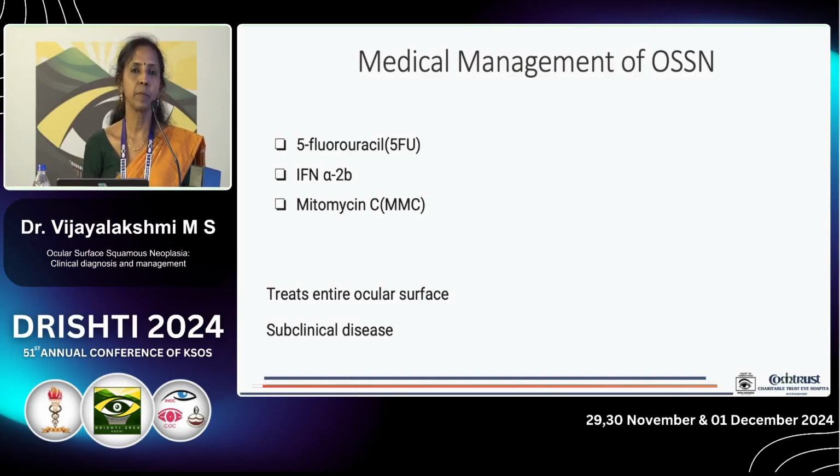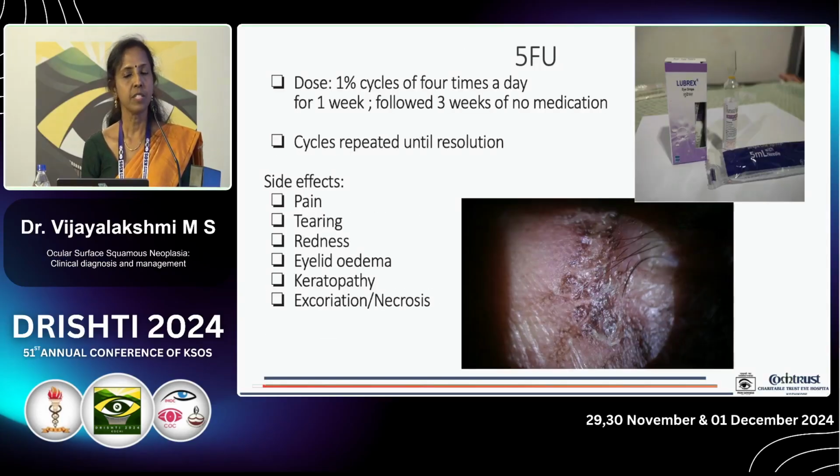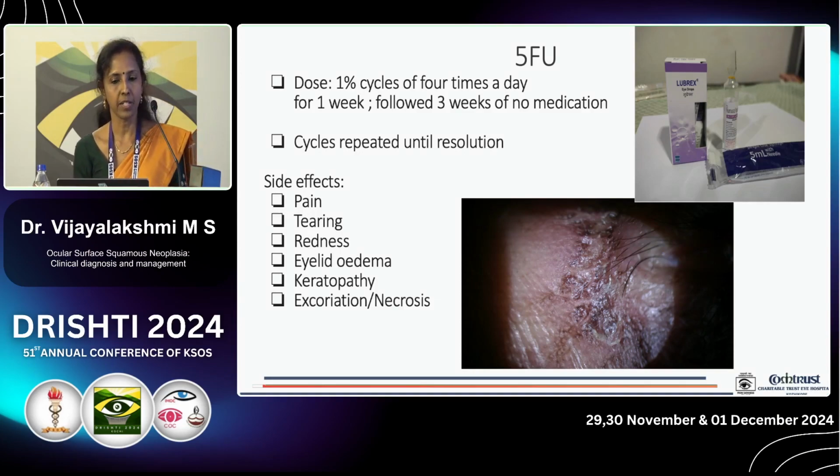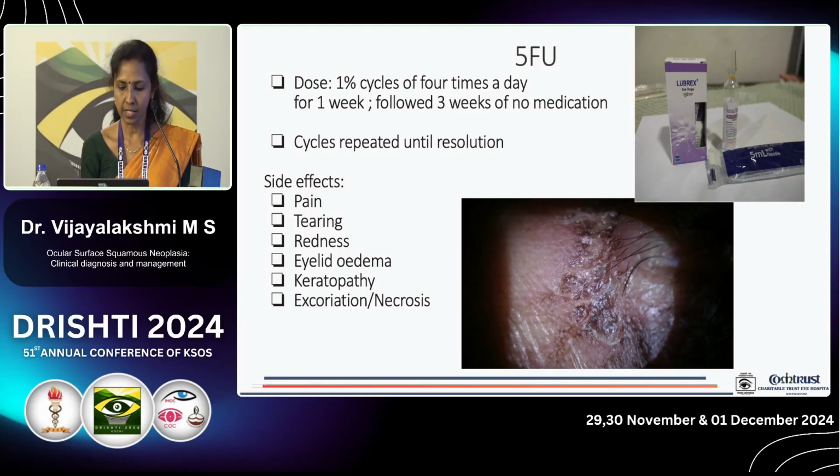The good thing about medical management is it treats the entire ocular surface, and the subclinical cases can also be dealt with. Now, this 5-FU, we give in a dose of 1%, 4 times a day for 1 week, followed by 3 weeks of no medication. Another thing you have to explain to the patient is to always apply Vaseline around the eye or some moisturizer so that the extravasation or spilling of the drops won't produce any necrosis or excoriation to the skin.